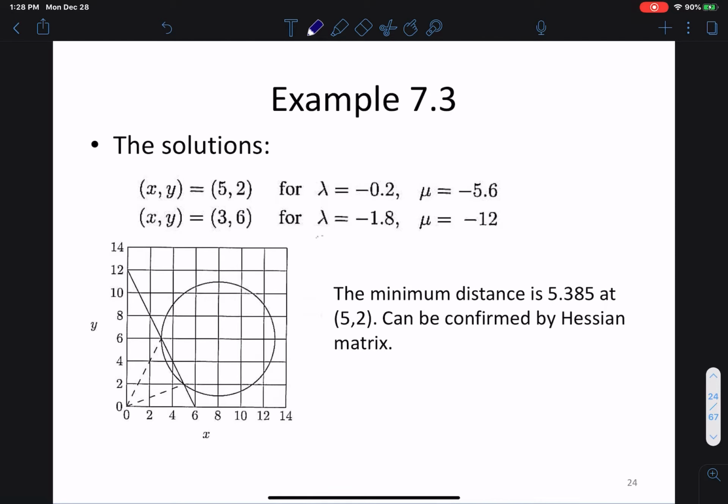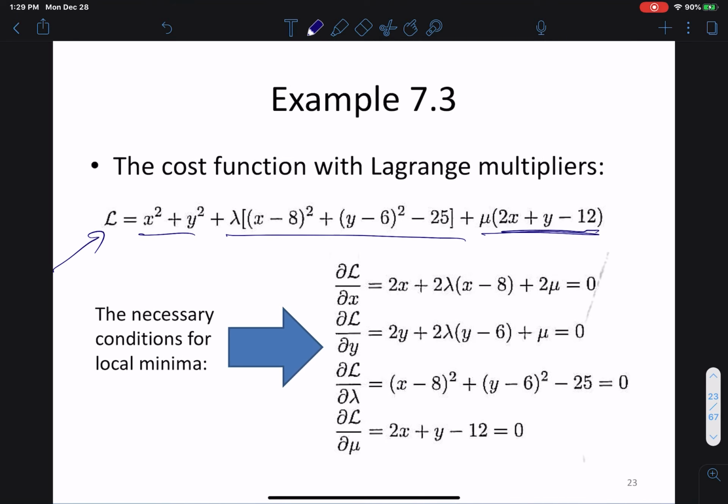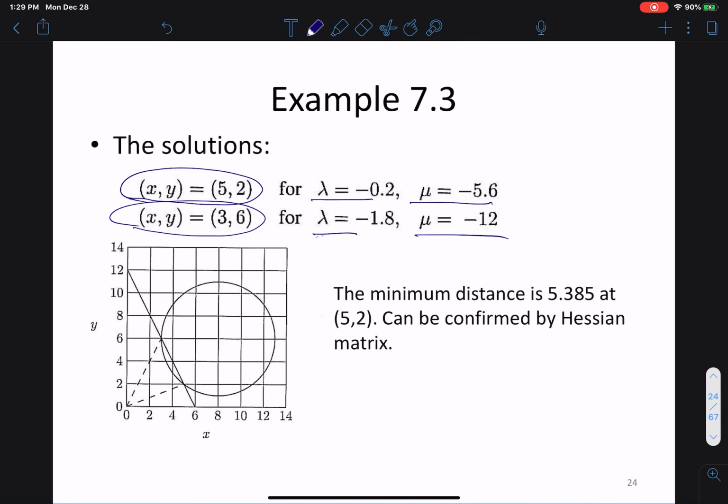Then I solve them. If you solve them, you'll see that you have one set of solution, x, y, 5, 2, with a lambda value and a mu value here, and another set of solution with a new lambda value and mu value. So which one is the minimum? How do you know which one is the minimum? That's where the Hessian matrix comes in. So let's go back and build the Hessian matrix. If you look here, the Hessian matrix only involves the x, y function, and it will be the same Hessian matrix we did before because it's the same function. So your Hessian matrix would be here.